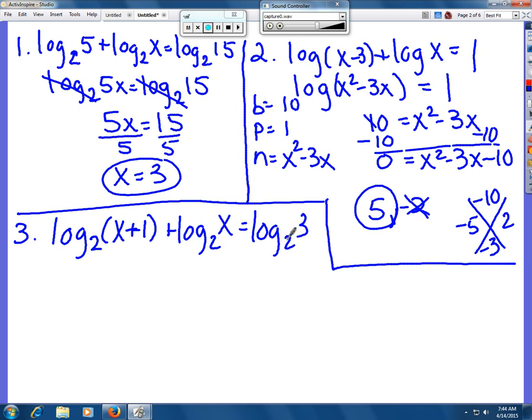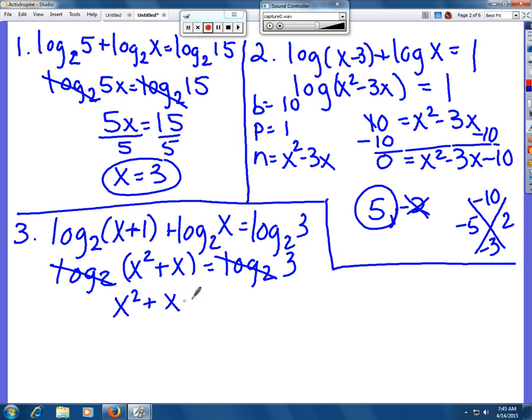So I have log base 2 of x plus 1 plus log base 2 of x equals log base 2 of 3. Combine these because it's the product property. You have log base 2 of x times x, which is x squared, and x times 1 is x. And this form is form B because I have log equals log, so I can get rid of those and I can just set my arguments equal. X squared plus x equals 3.